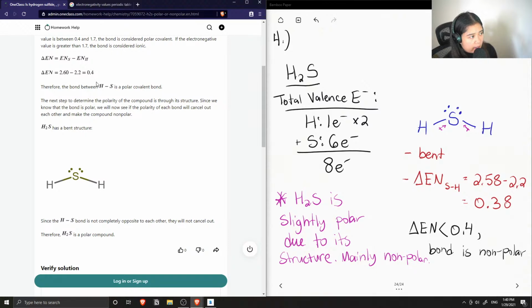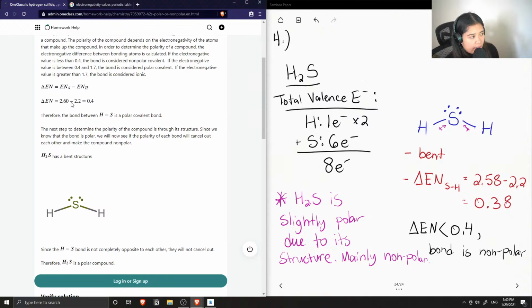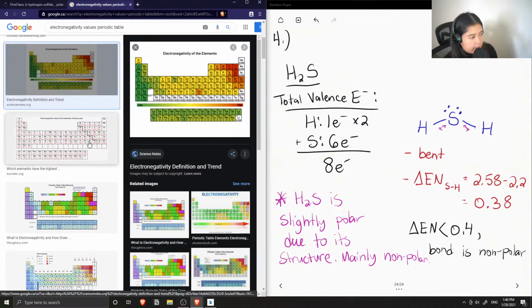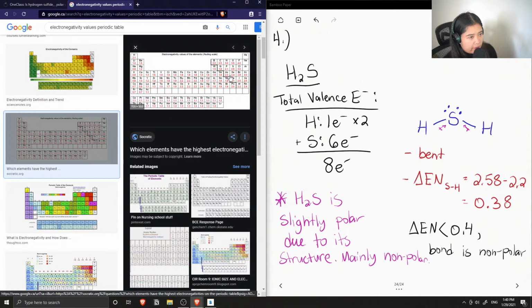So they calculated their value to be 0.4. A lot of different references have various electronegativity values. You can see that for theirs, they got 2.6 for sulfur instead of the 2.58. If we looked at a different table that rounds, you'll see that it's 2.5 here.